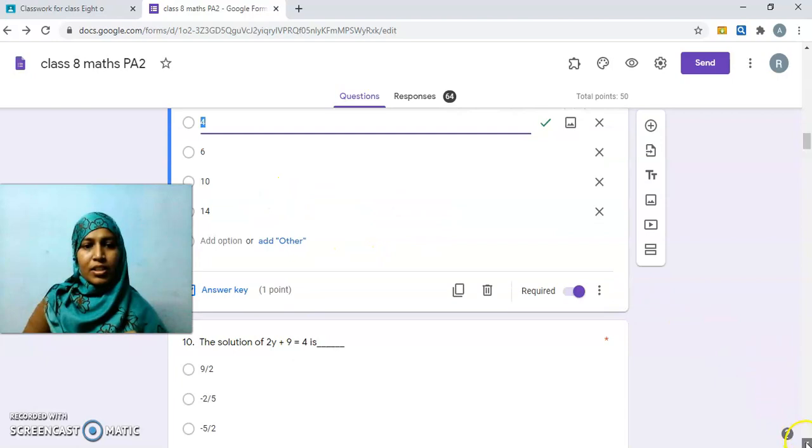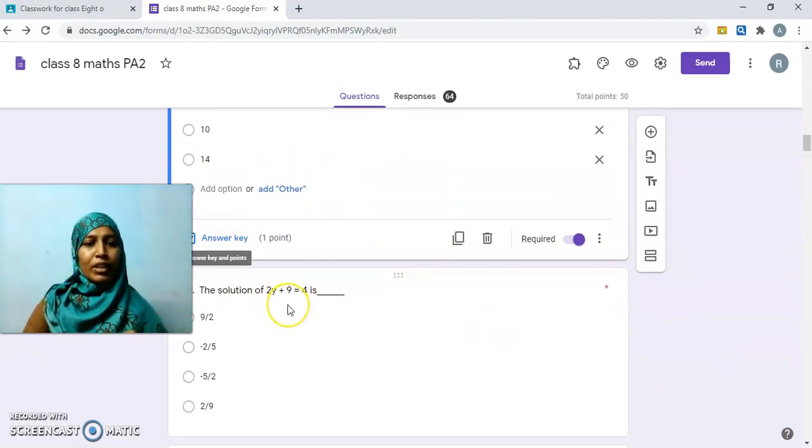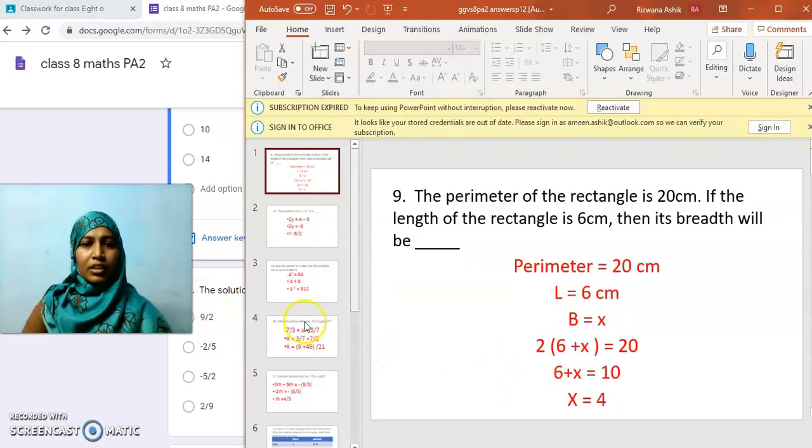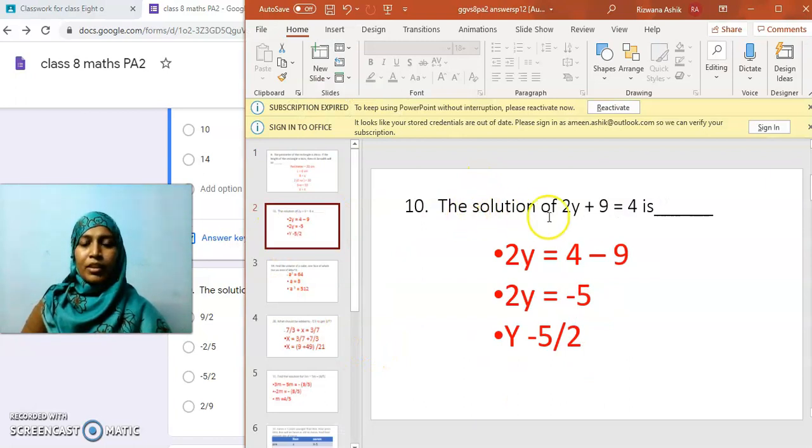The next question is, the solution of 2y plus 9 is equal to 4. Transpose this 9. If I transpose this 9, it becomes minus 9. So, minus 5. So, it is minus 5 by 2 and not minus 2 by 5. Hope you are able to see how it has been simplified.